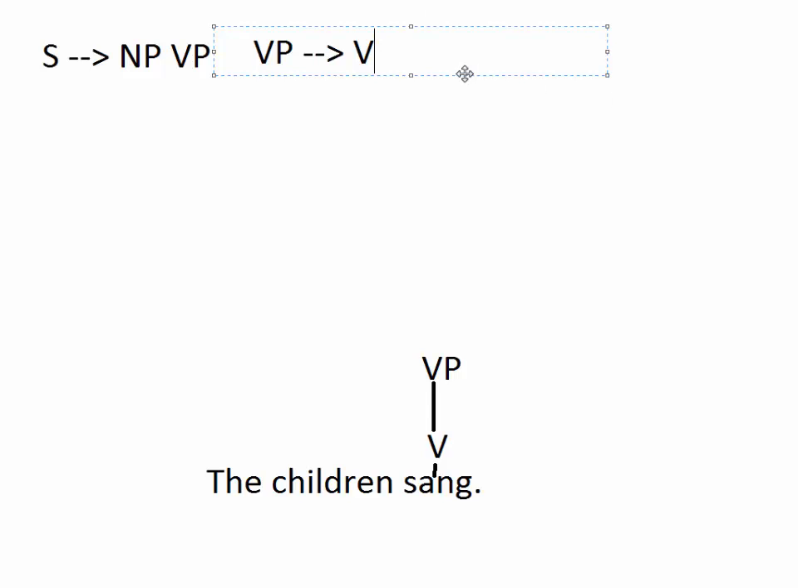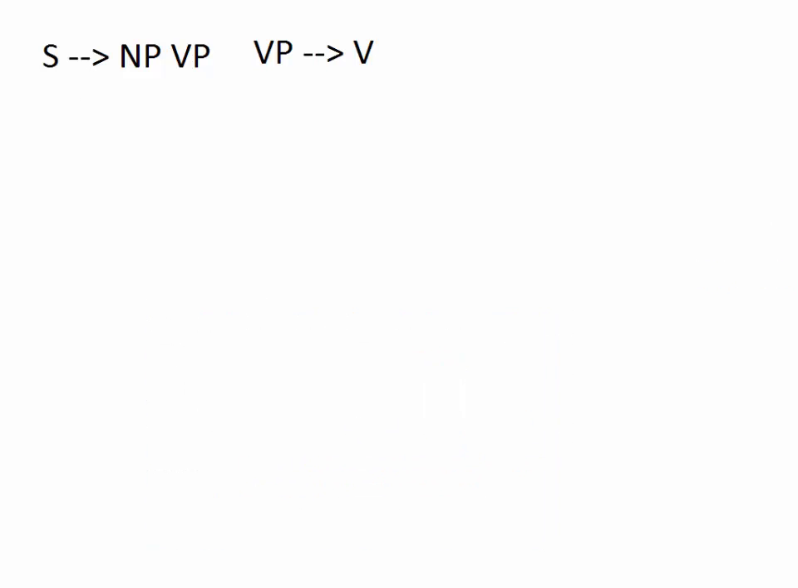Of course, in other sentences, we might have some other stuff with it. So let's look at one more example where it does have some other material with it. Okay, so we'll get rid of that for a second, and let's get another one over here. How about something like "the children sang a song"?